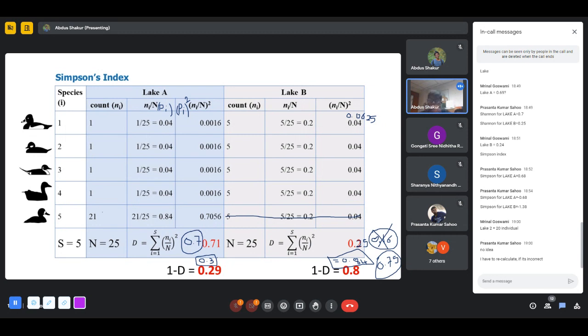But the species richness is reversed. We have 5 species in Lake A and just 4 in Lake B, right? I hope this is clear. Does anyone have any more clarifications with this diversity index? Since very few of you are here, feel absolutely free to interact or ask anytime, because I can get back to each one of you again and again if you don't understand.